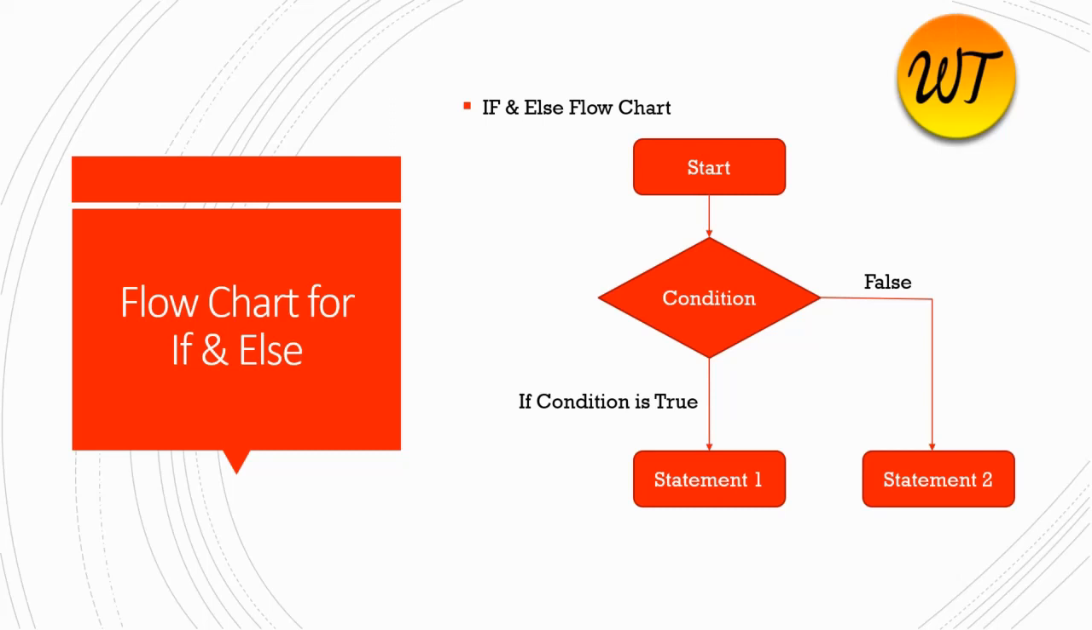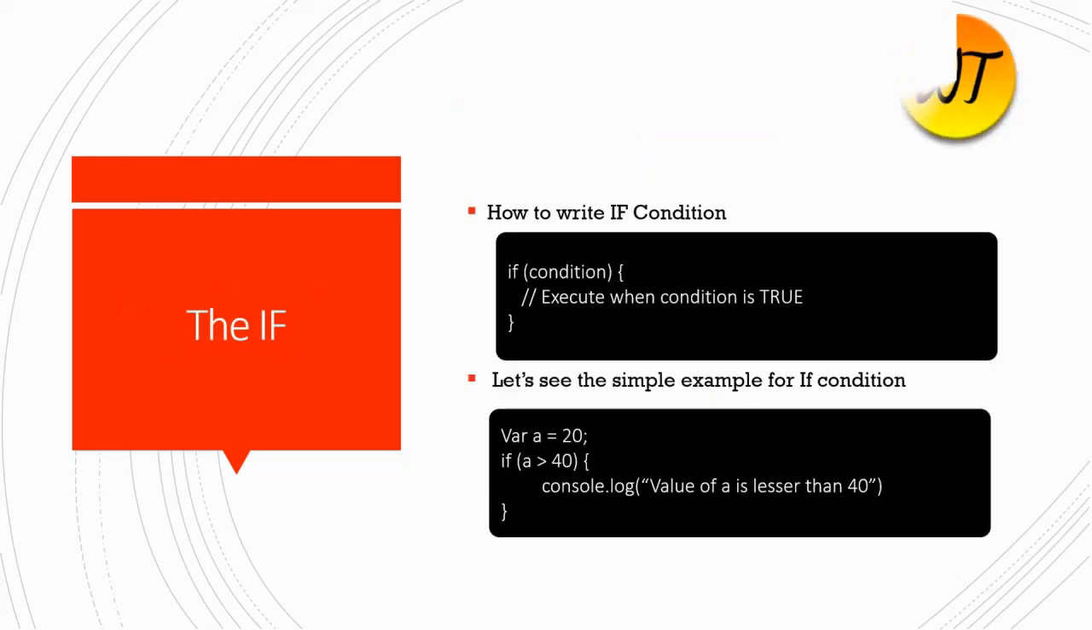If we want to choose between two alternatives, we use the if-else statement. If the Boolean expression evaluates to true, then statement 1 is executed. If the Boolean expression evaluates to false, then statement 2 is executed. The if: how to write an if condition.